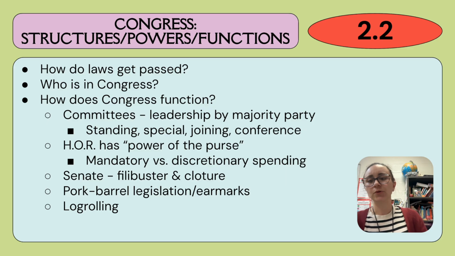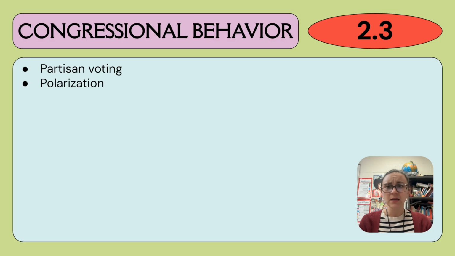Log rolling is a practice based on the phrase, you scratch my back, I'll scratch yours, right? It's the idea that Congresspeople will trade favors a lot. They'll say, well, I'll vote yes on your bill if you vote yes on my bill. It seems like a shady kind of practice, and it can be for sure, but it's also something that prevents gridlock. And so that brings us to 2.3.